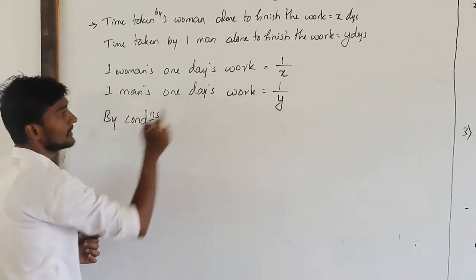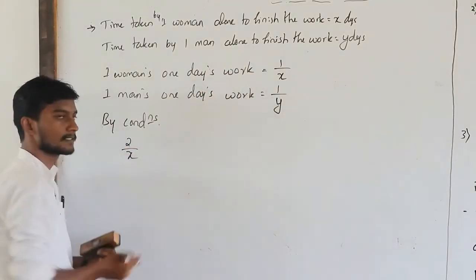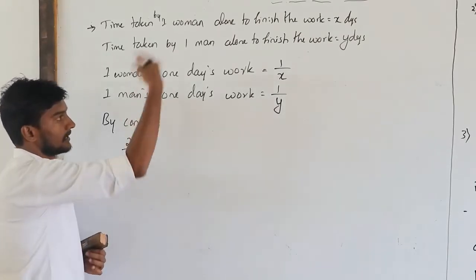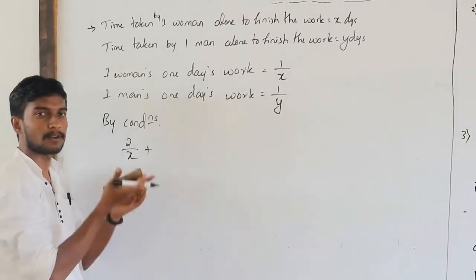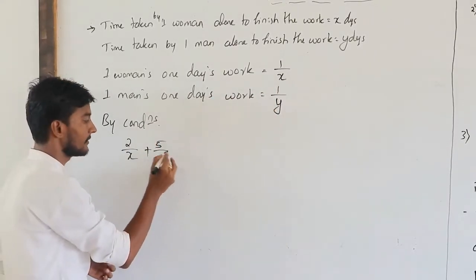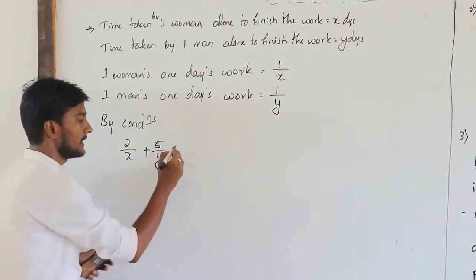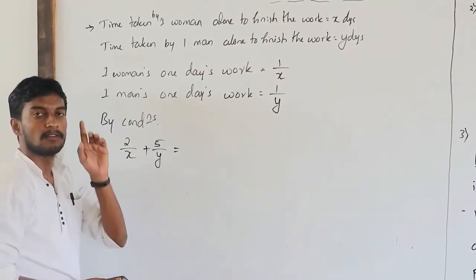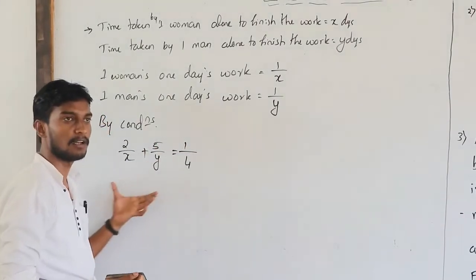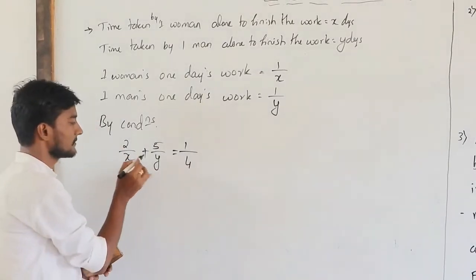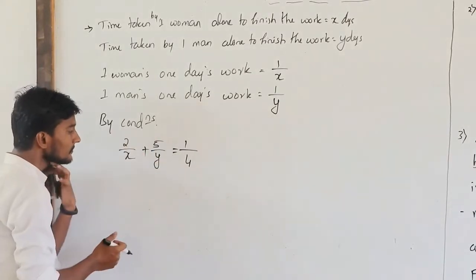In the same way here, 2 women are there, so 2 women's 1 day work is 2 divided by X. And there are 5 men. One man's 1 day work is 1 divided by Y, so 5 men's 1 day work becomes 5 divided by Y. They together can finish the work in how many days? 4 days. So in 1 day how much will they finish? 1 divided by 4. You have to consider everything for 1 day only. So 2 by X plus 5 by Y is equal to 1 divided by 4. This is the first equation.